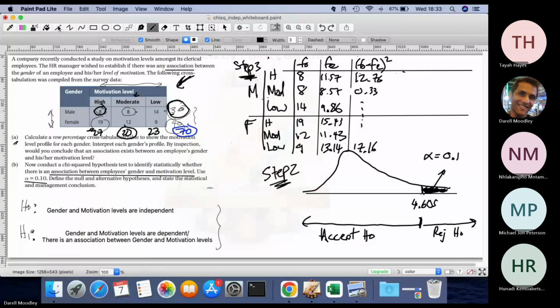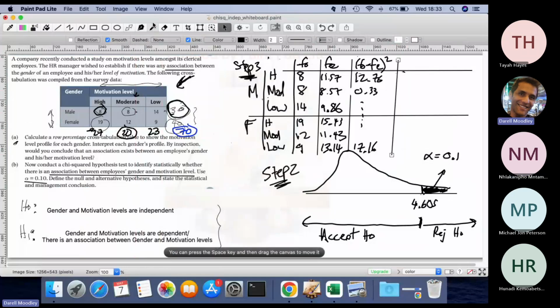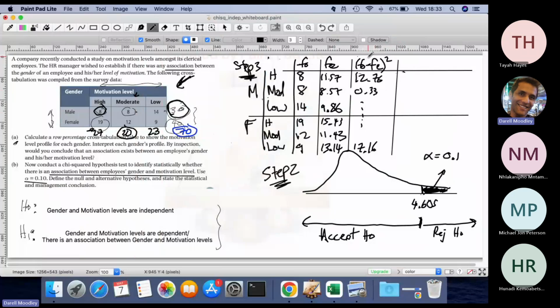Then the next column, and this is the last column. Okay, we're done after this. I'll show you why we're working on it now in a second. We're going to take what we got in the previous column and just divide it by FE. In other words, F0 minus FE squared, what we just worked out, and then we divide it by FE. So this number here, you just divide by what you got for FE, which is 11.57. So 12.76 divided by 11.57 will give you 1.102.